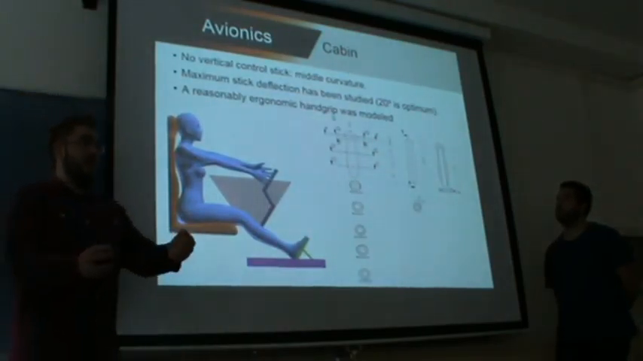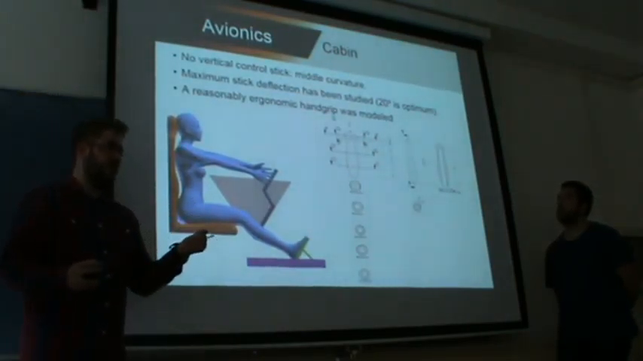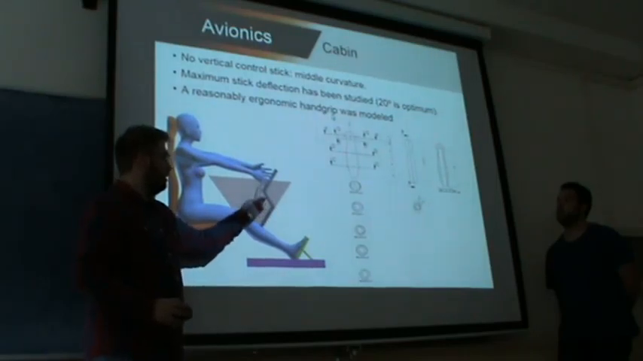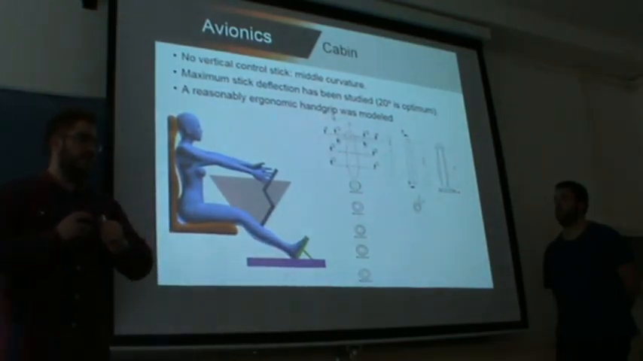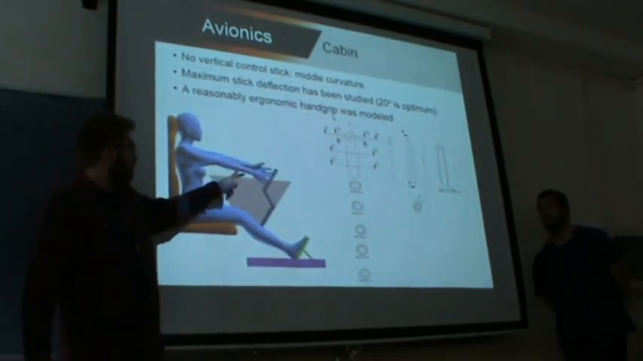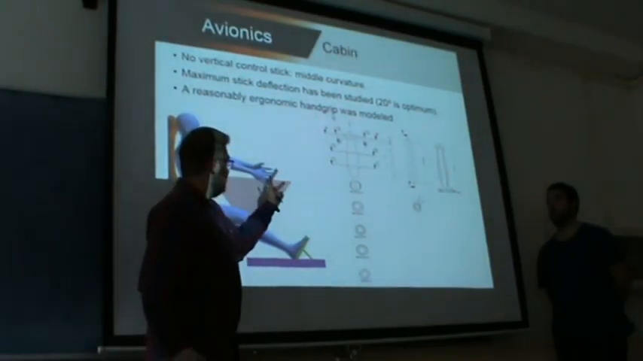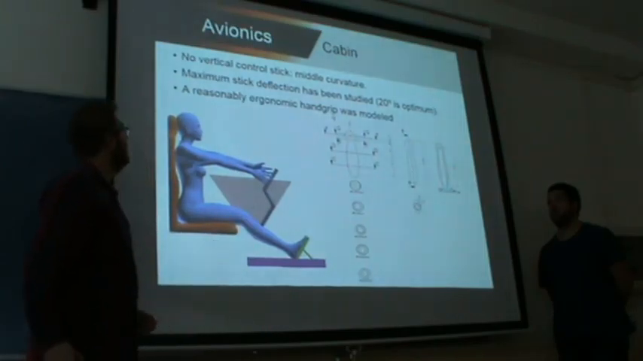Then the main control stick was also designed. The considerations that were made were, for example, the curvature in the middle of the stick, so this way the pilot is able to reach it easily. If it was vertical, the distance would be even greater.